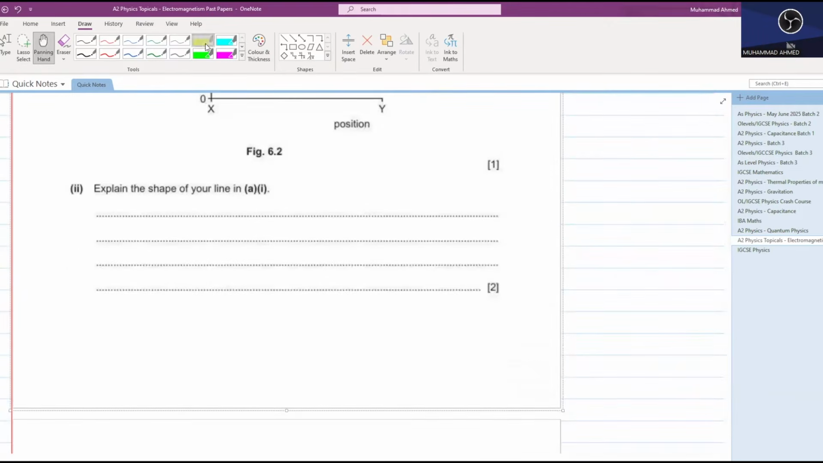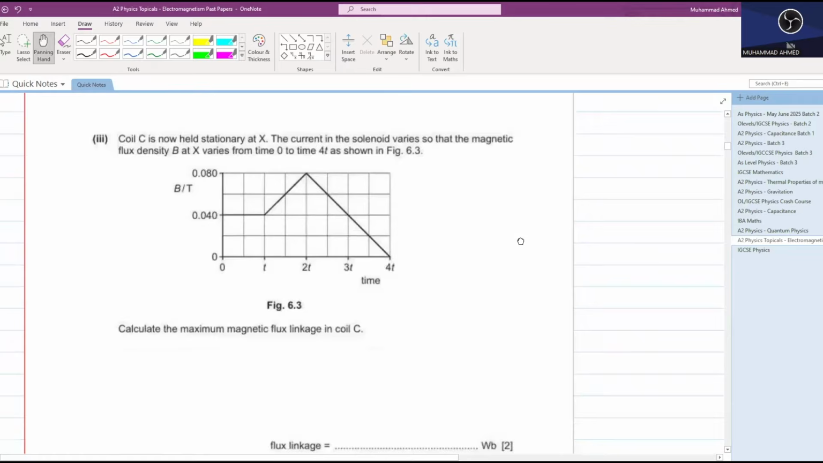Let's do part 2. Explain the shape of your line in part A. That's very easy. We know that phi is equal to B into A. As B at X is equal to B at Y, and as A at X is equal to A at Y, the phi at X will be equal to phi at Y. Simple as that. Let's further move ahead.